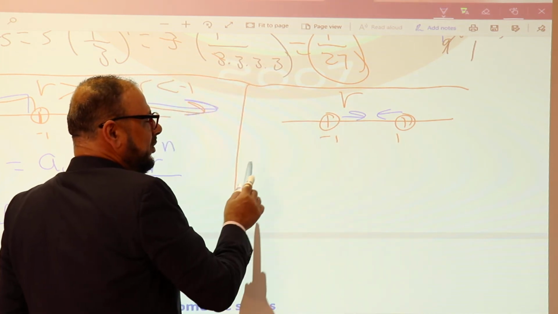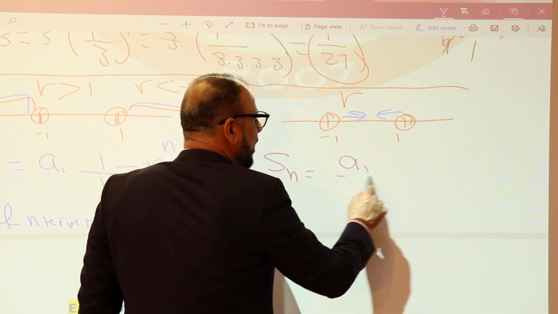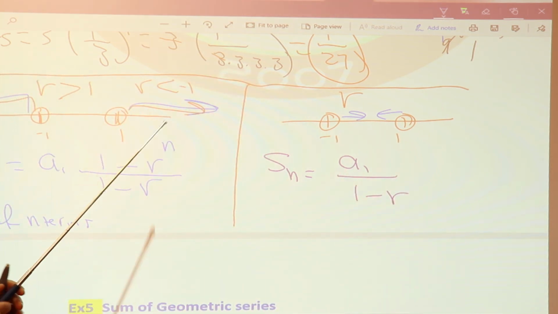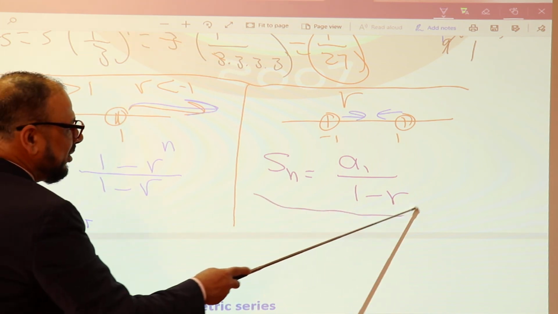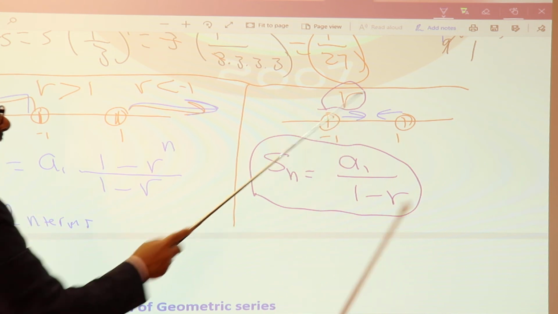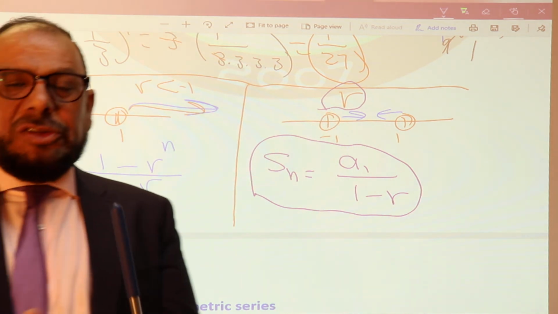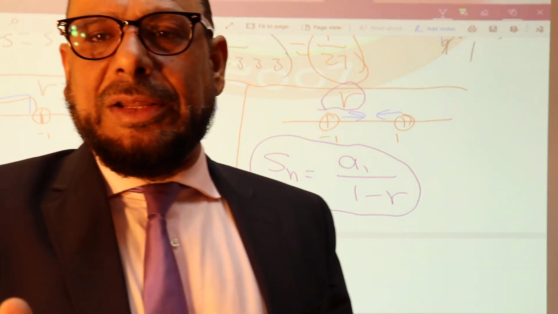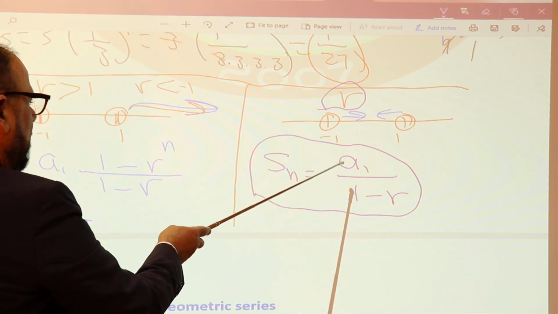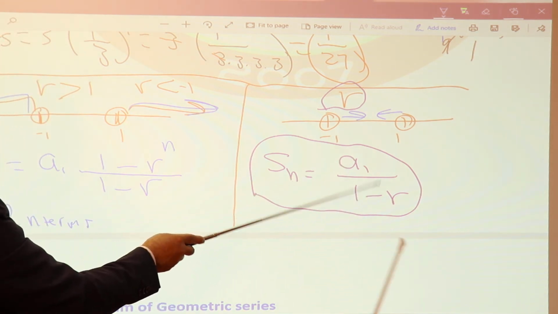Now in this case, it's a beautiful case. S equals only a1 over 1 minus r. This is the sum. Look here. In this case, when r is between -1 and 1, you can find the sum of the whole geometric sequence right away. You can find it by finding the first term over 1 minus r.